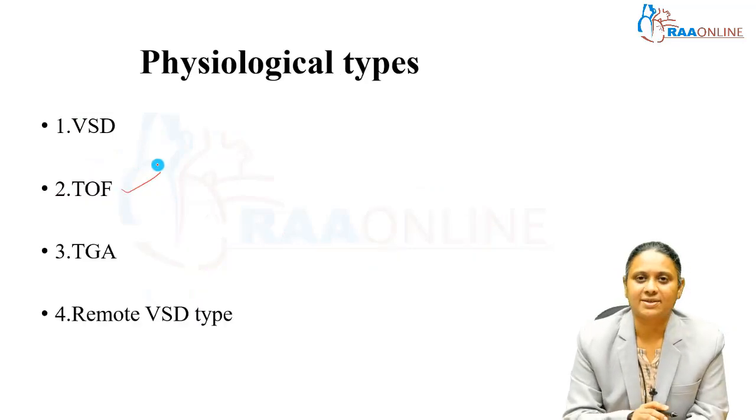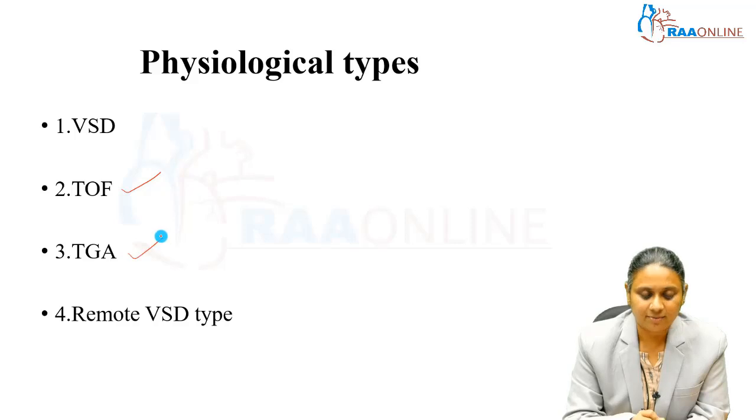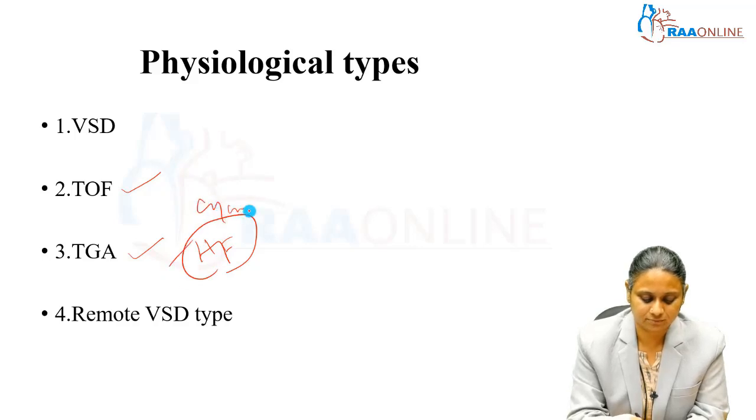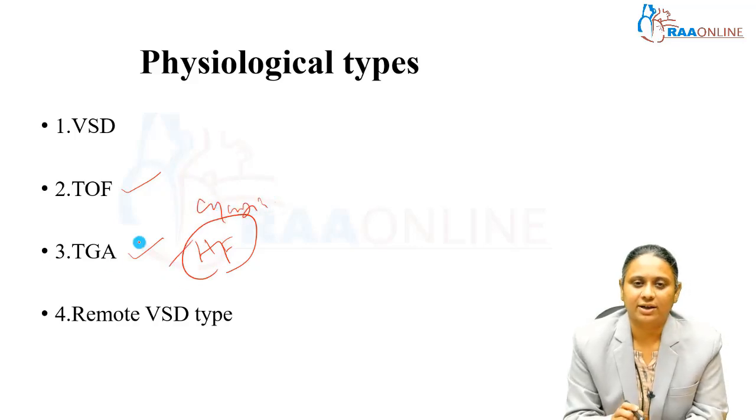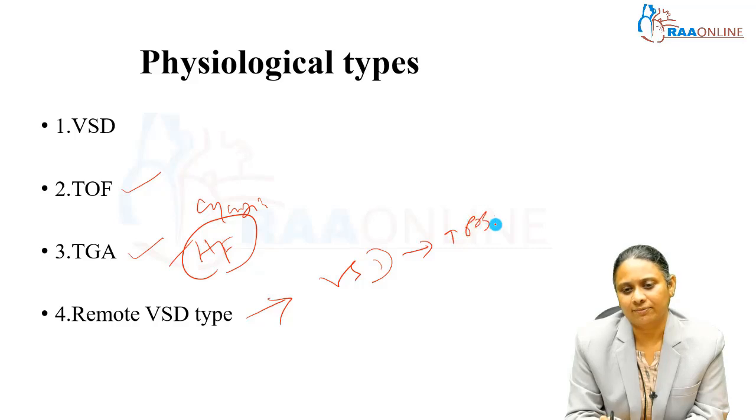So TOF, they present, the DORV type of TOF, present like TOF. So there is no newborn cyanosis. Cyanosis starts after 1 week. Presence of TOF spells, tet spells, like any other TOF. TGA presents as newborn cyanosis and heart failure. TGA type of DORV, remote VSD, is like a VSD with increased pulmonary blood flow.